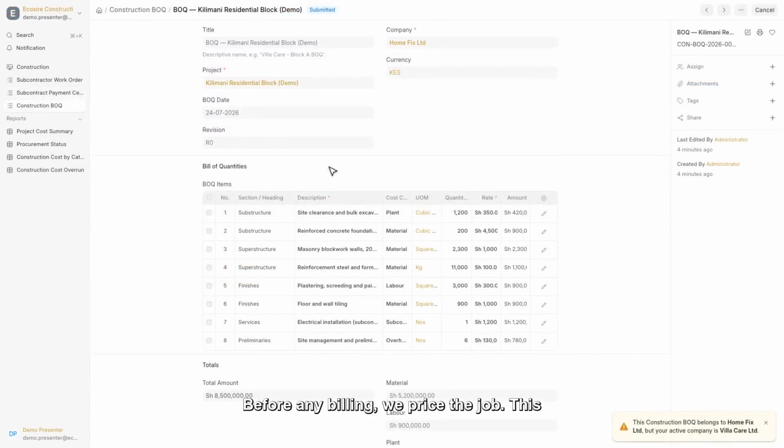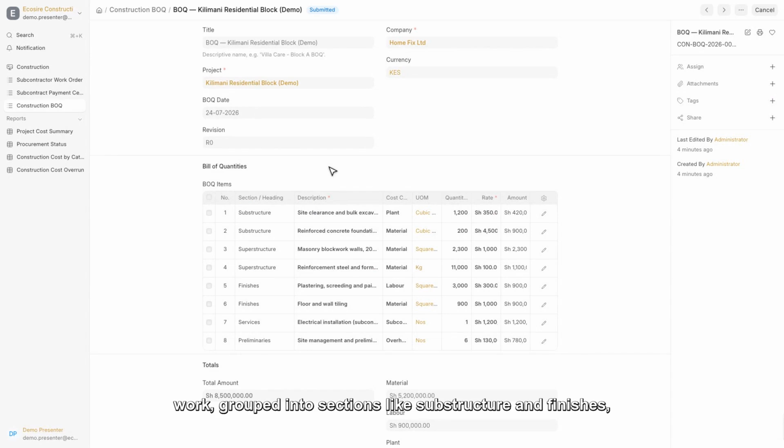Before any billing, we price the job. This is the bill of quantities, or BOQ. Think of it as the full price shopping list for the build. Every item of work, grouped into sections like substructure and finishes, each with a quantity and a rate. On a construction job, the BOQ drives everything that follows.